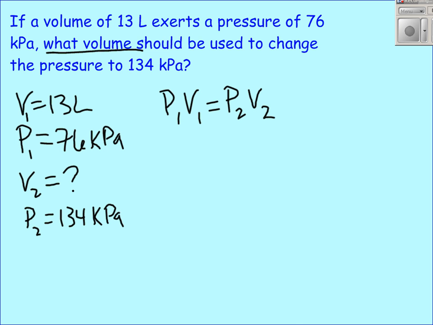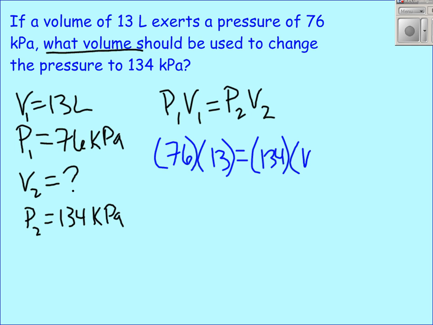So now let's plug in the information where it goes. My first pressure is 76. My first volume is 13. My second pressure is 134. And my second volume is what I'm solving for.